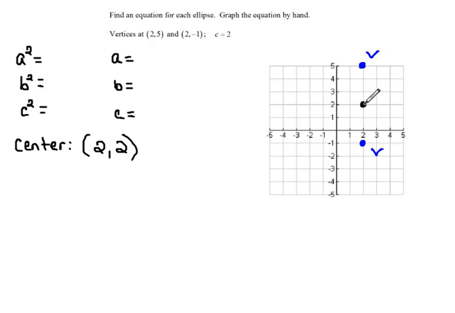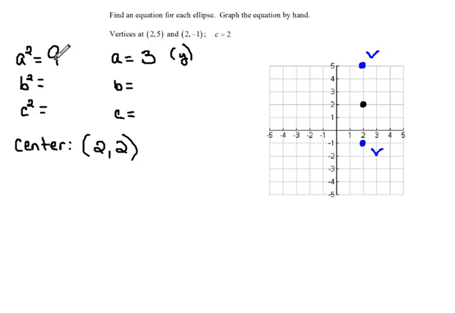Now, because of them giving us the vertices, that means we also know one of these values, because the distance from the center to a vertex is a units. Then that means a in this case has to be 3. And we also know that that's in the y direction. So if a is 3, then a squared has to be 9.